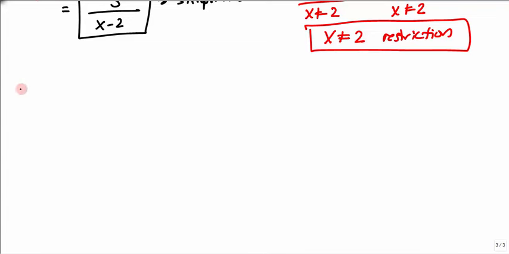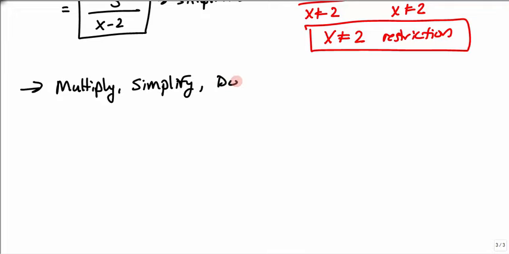Let's go ahead and look at another example. For this one, we're asked to multiply, simplify. We're not asked to solve, so multiply, simplify, and then we're going to have to talk about domain restrictions at the end as well.